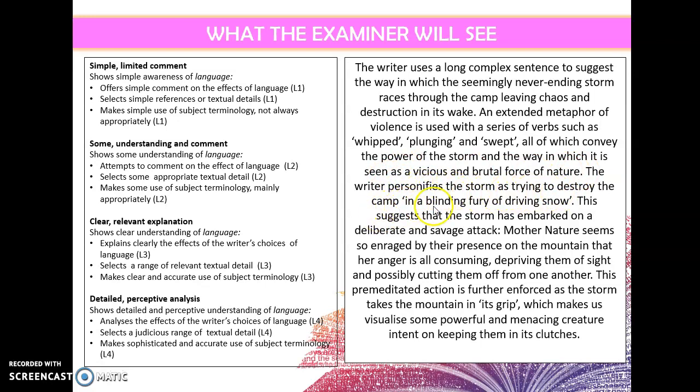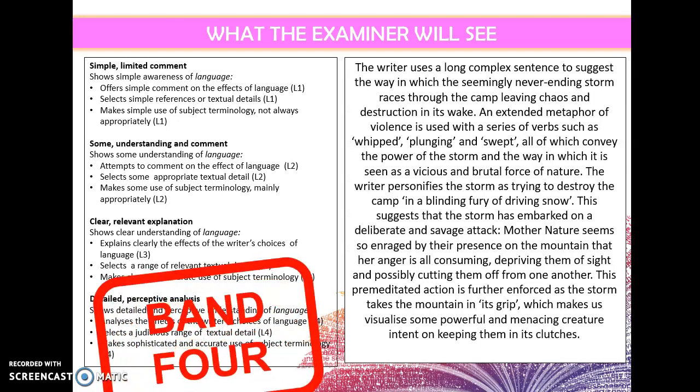as trying to destroy the camp in a blinding fury of driving snow. This suggests that the storm has embarked on a deliberate and savage attack. Mother Nature seems so enraged by their presence on the mountain that her anger is all-consuming, depriving them of sight and possibly cutting them off from one another. This premeditated action is further enforced as the storm takes the mountain in its grip, which makes us visualise some powerful and menacing creature intent on keeping them in its clutches. So again, the idea that's in there isn't that different to the one that was in band 1. It's the clarity and the depth of that digging. So no surprises, that one would be your band 4.